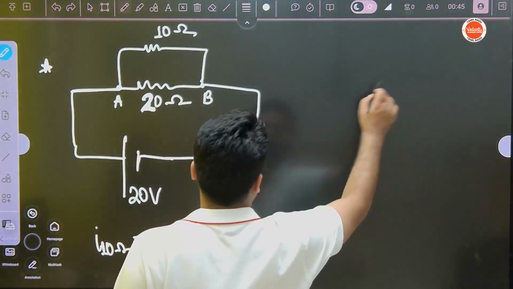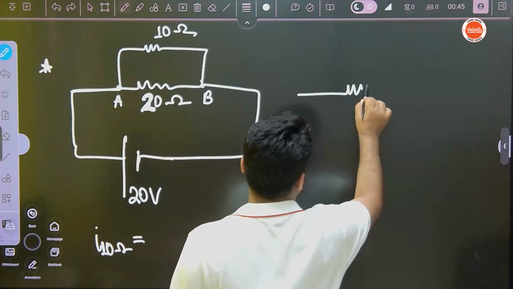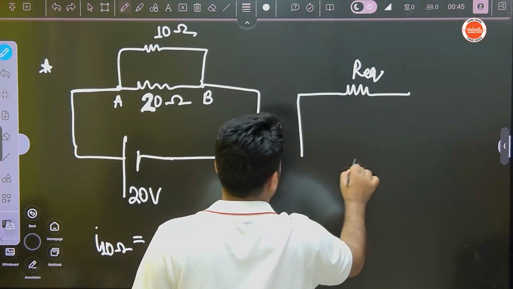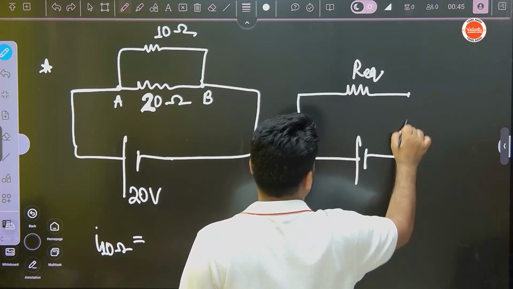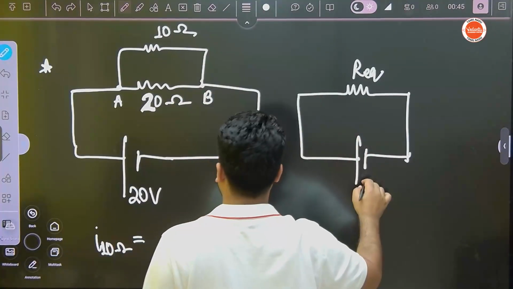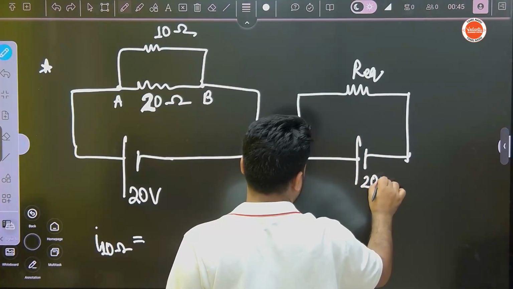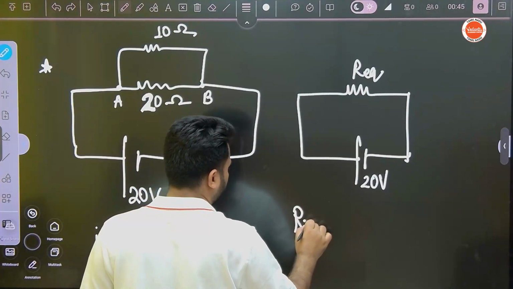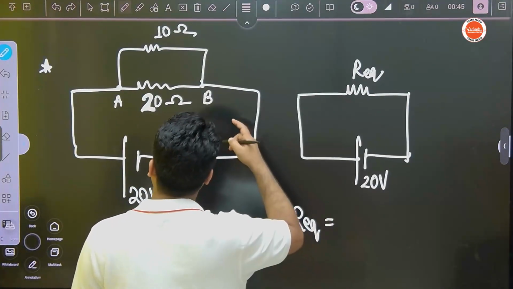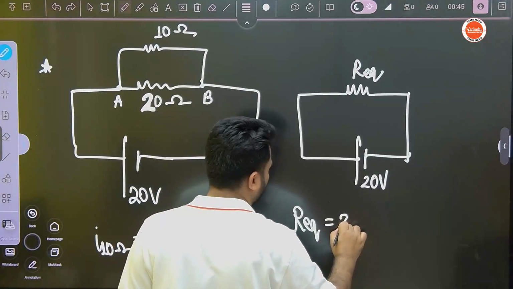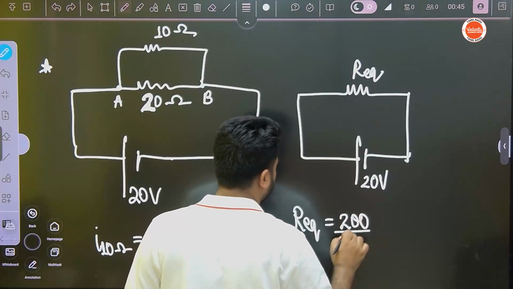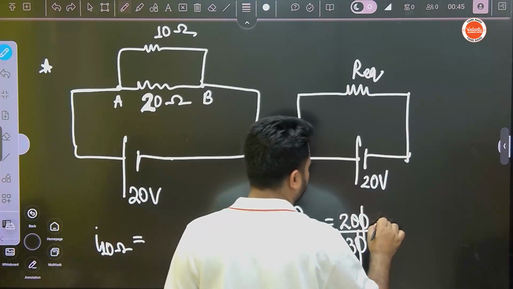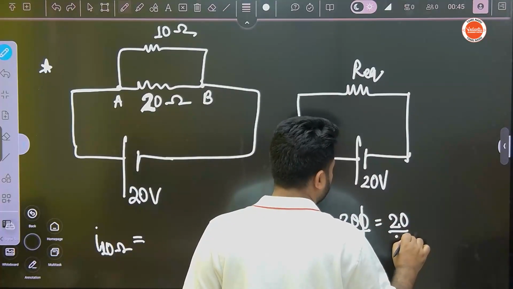See, we can make an equivalent resistor like this. This is R equivalent. We can replace these two by R equivalent. This is 20. What will be R equivalent? What I told, multiply these two, 20 into 10, 200, divided by add these two, 20 plus 10, 30. So 20 by 3. This is R equivalent.